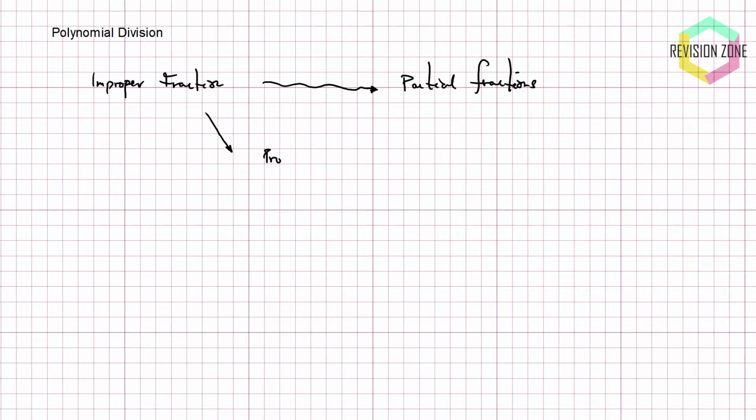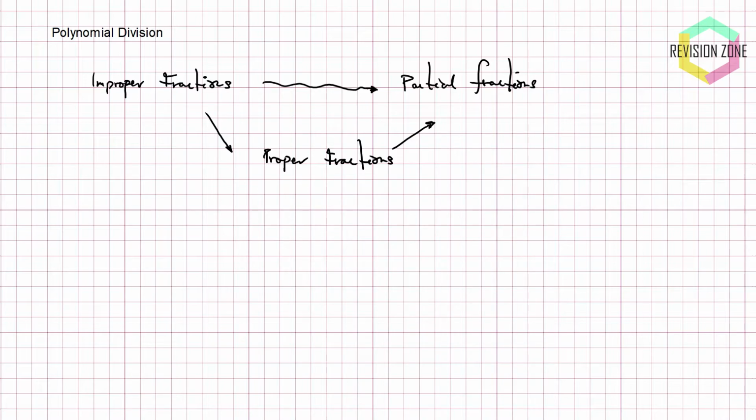In this video, we're going to be expressing improper fractions, ultimately, in partial fraction form. However, the difficulty is that the best way of going from improper fractions to partial fractions is to convert the improper fraction to a proper fraction, and then to go from proper fractions to partial fractions.